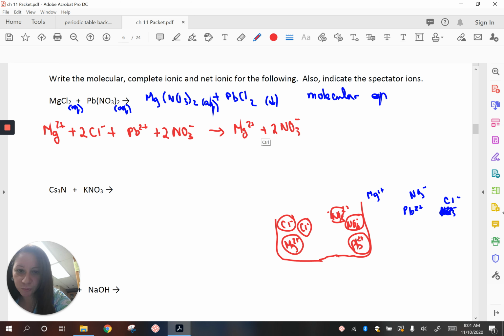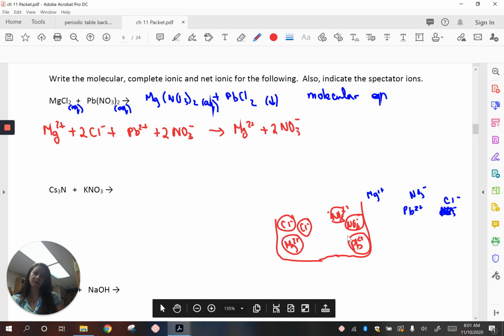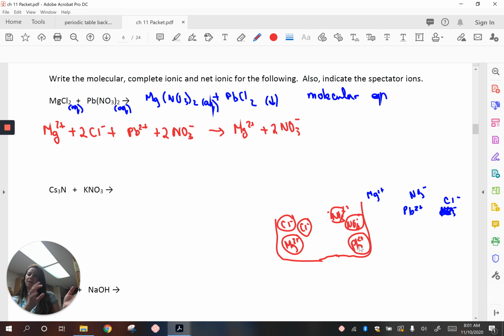Okay, what if the lead and the chloride get close to each other? So positive and negative, they're going to attract, they're going to form lead chloride. And what happens? Well, once they form, lead chloride is not soluble. So what's going to happen is the lead and the chloride ions are going to clump together. They're attracted to each other. Once they form lead chloride, the water cannot dissolve them because it's insoluble. And so they clump together and they precipitate down as a solid.